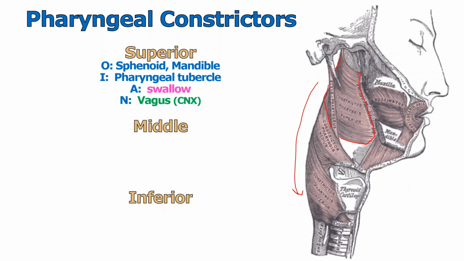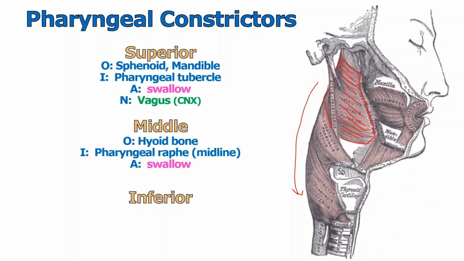Let me show you the superior pharyngeal constrictor muscle. There are other names for it, but it's right there. Action is to swallow, and that's pretty much going to be across the board here. The middle one, and when it refers here to a pharyngeal raphe, that's just the midline of the pharynx in the back of the throat there. Notice it originates in hyoid and goes up and inserts in the middle part of the pharynx. Also innervated by the vagus.